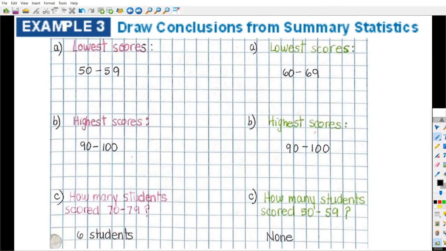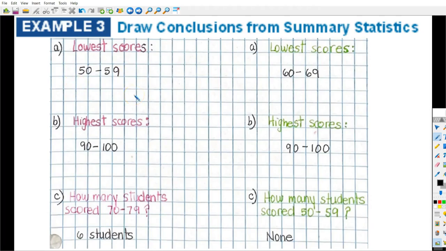So they're asking you questions about the histograms, about the tests. A, B, and C in this color are three questions about test number 1, and A, B, and C in green are test number 2. So what was the lowest score? What was the lowest that somebody scored on the first test? If you look back at the histogram in your notes, you should see that one person scored between 50 and 59. Therefore, the lowest score possible was 50 through 59.